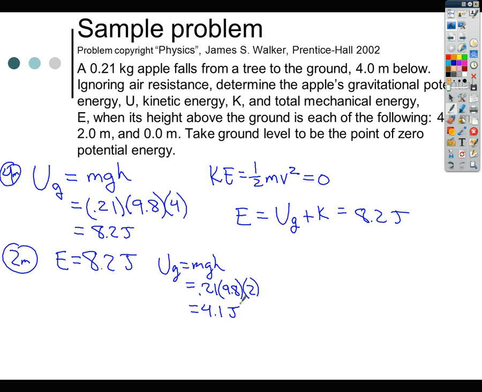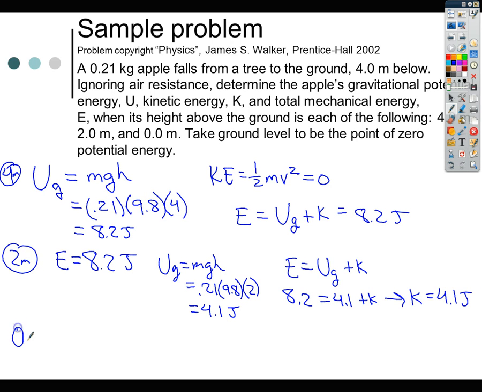So in order to find the kinetic energy, we can just say that the total energy is equal to the potential energy due to gravity plus the kinetic energy. We know that E is 8.2 joules. We know that U is 4.1, and so if we solve for K, we'll find out that K should be equal to 4.1 joules. So all you had to do there was just go through and substitute the 2.